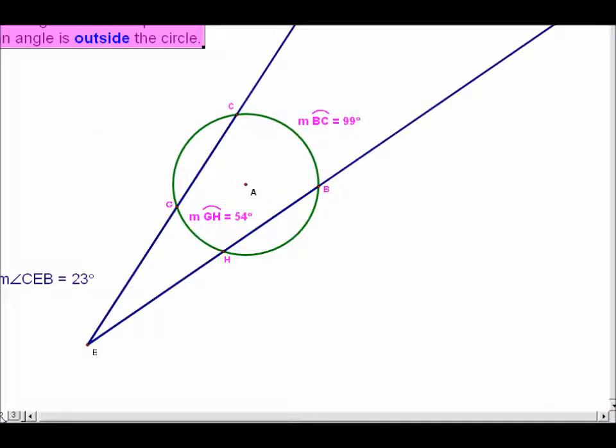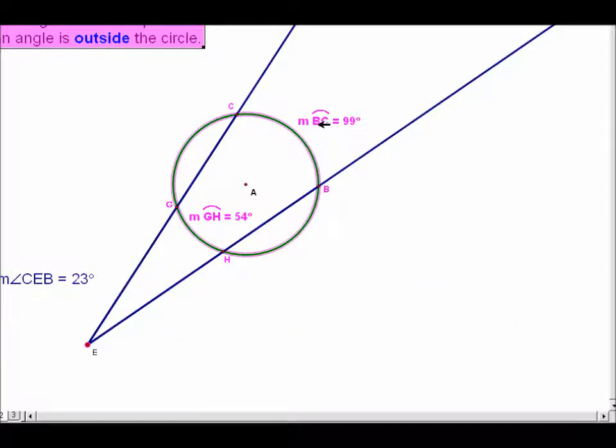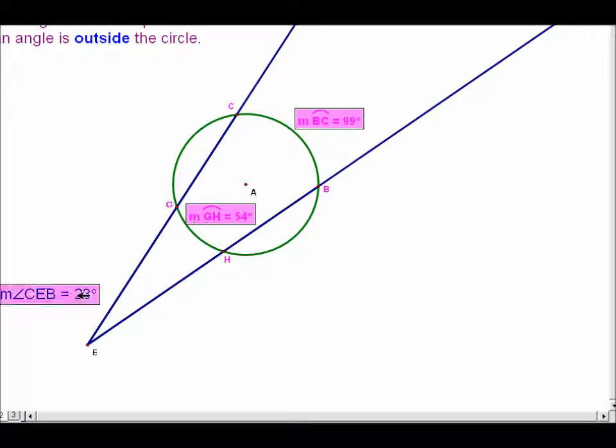The next one we want to look at is when the vertex of our angle is outside the circle. Here we have angle E. It lies outside our circle. We have this intercepted arc, arc BC, and its measure is 99 degrees. Then we have this intercepted arc, GH, equal to 54 degrees. Over here, it tells us that our angle E is equal to 23 degrees. So what we're looking for is a relationship between 99, 54, and 23. There must be some sort of relationship.